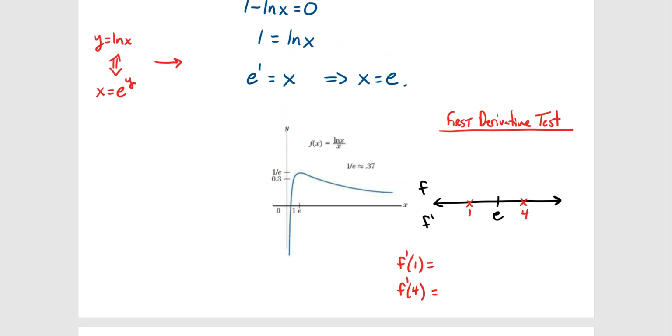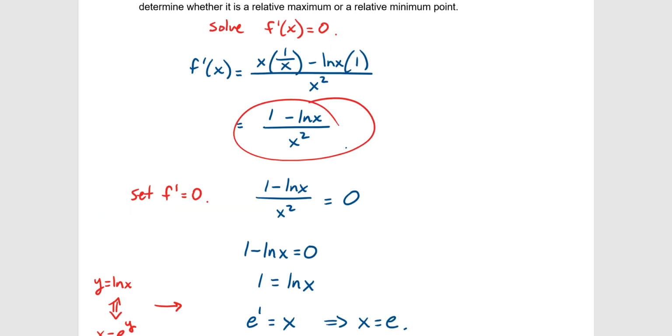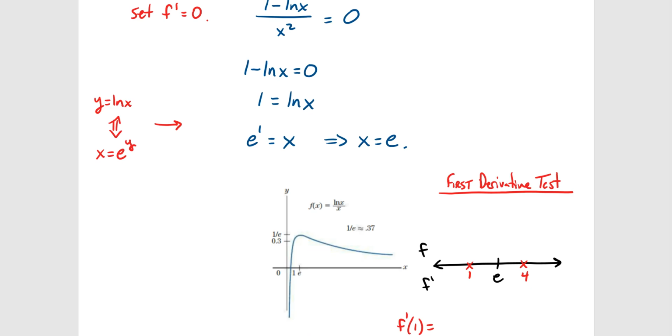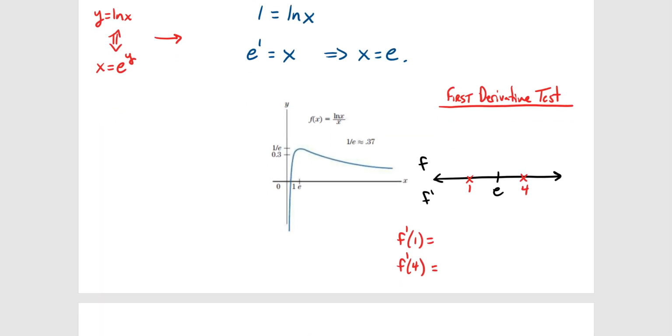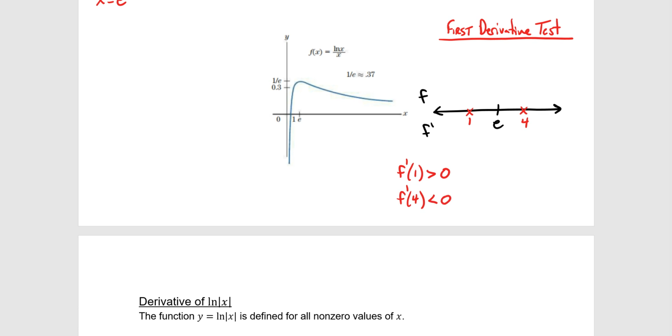So if we evaluate f prime of 1, here's the derivative all the way back up here. If we plug in a 1 here, we end up getting a positive number. I'll leave that to you guys to check. We end up getting a positive number. And if we evaluate f prime of 4, we get a negative number. So positive for 1, negative for 4. That means f is increasing, and then f is decreasing. So since it changes from increasing to decreasing, that means it has to be a relative maximum value.